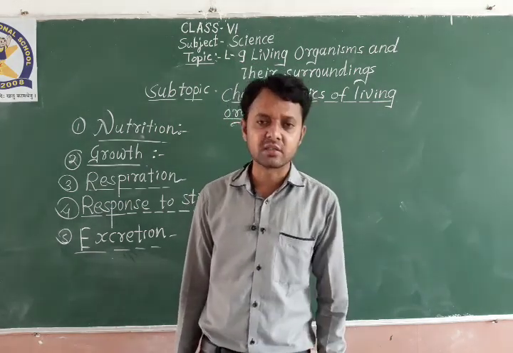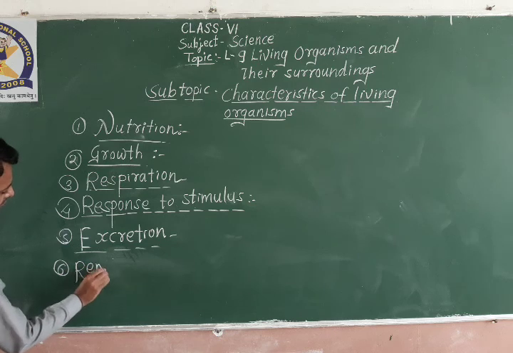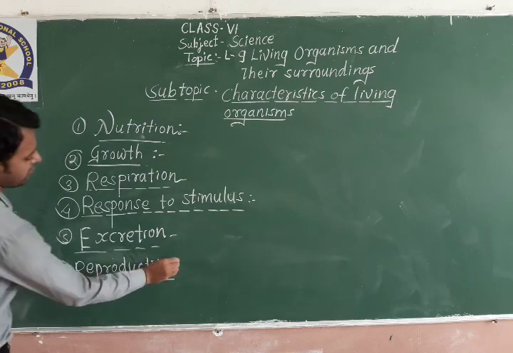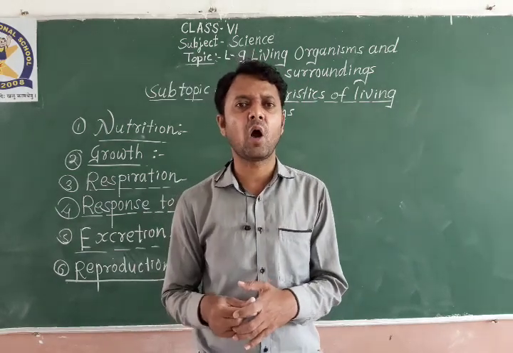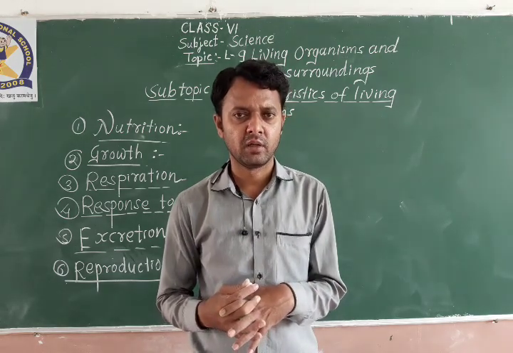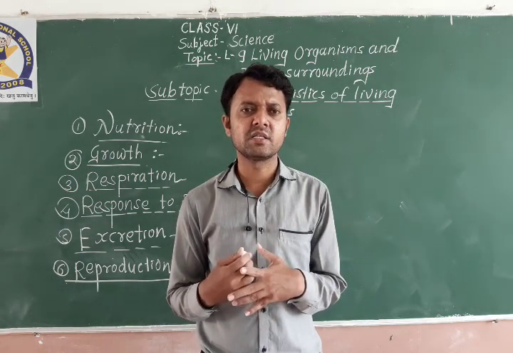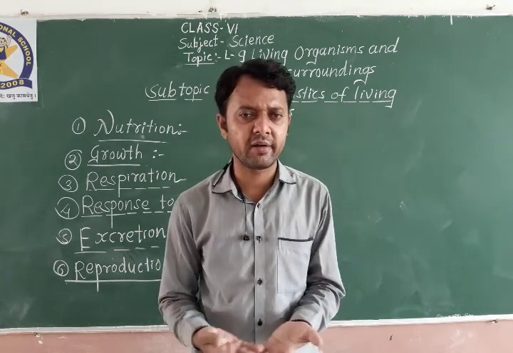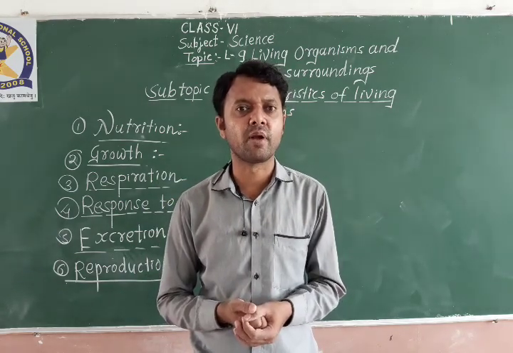Next, reproduction. Reproduction is the process by which living organisms produce for their own kind. They produce their young ones for their own kind. That is reproduction. Our parents reproduced us. We may reproduce our children. Our children will reproduce their children, and in this way the cycle of reproduction goes on.